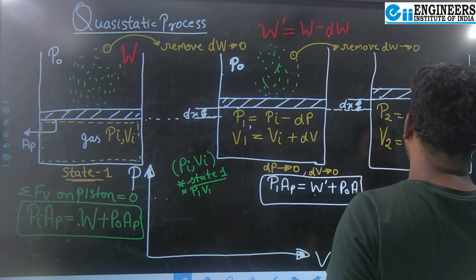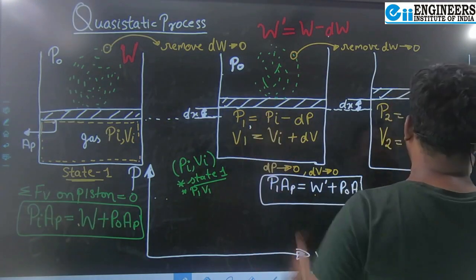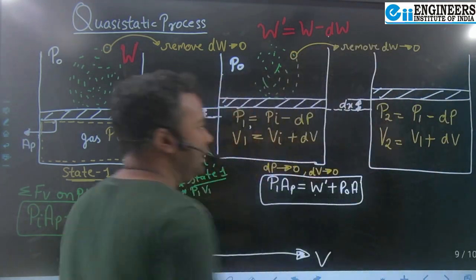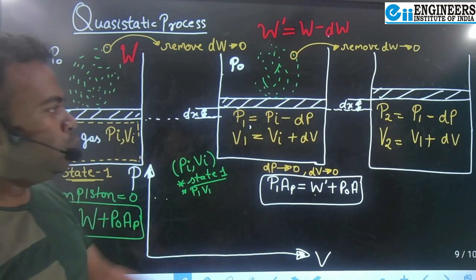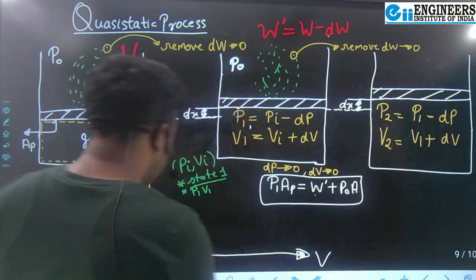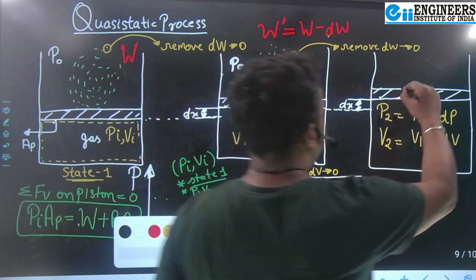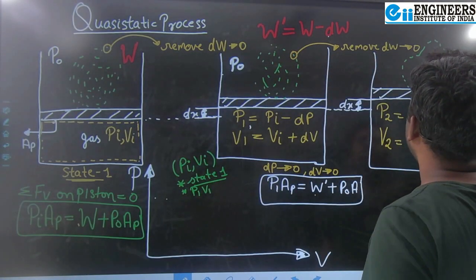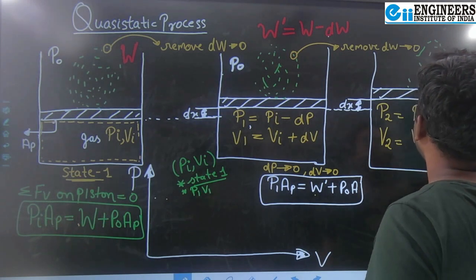So from this V1 volume, this volume will increase, so V1 plus dV, right? So new properties are established. And again, leftover grains are already there. There are a lot of leftover grains, right?